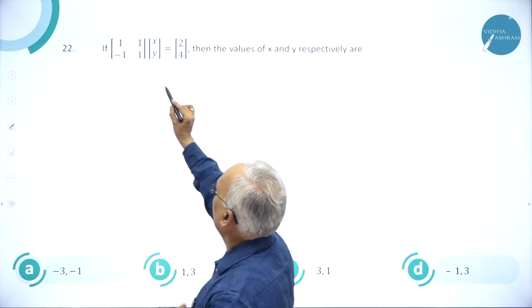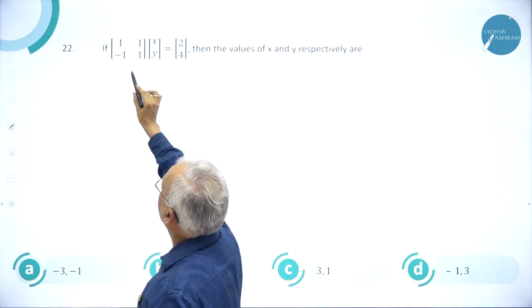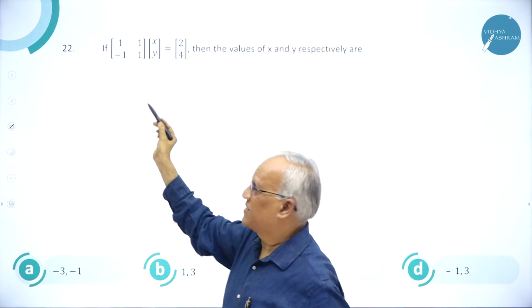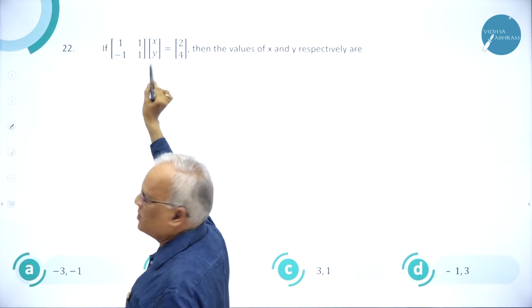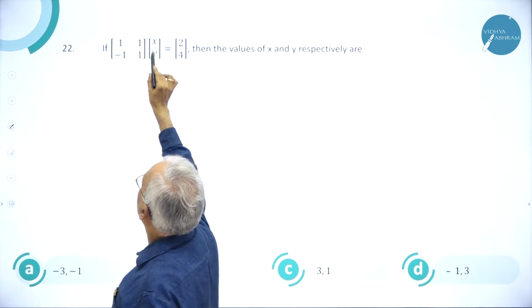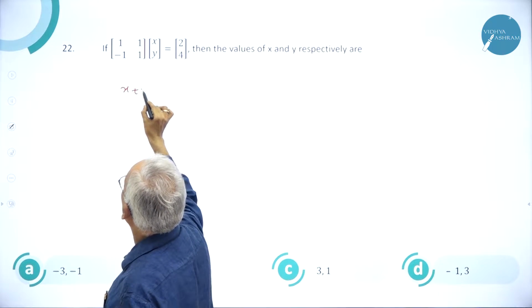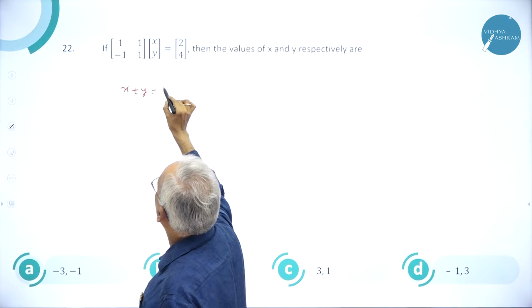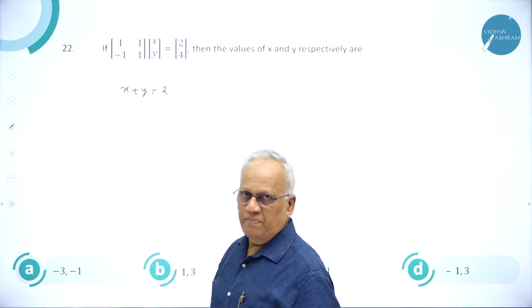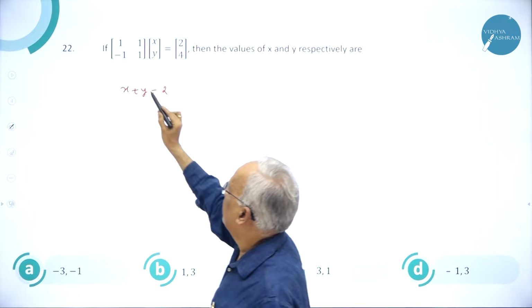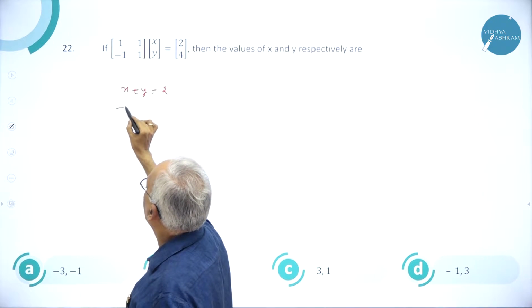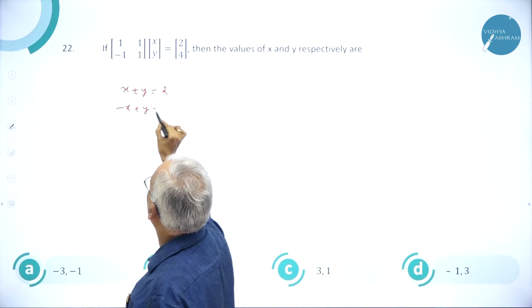Actually, don't think of inverse of a matrix here. It's a very simple one. I use it to convert into usual equations. First row into first column, it is x plus y should be equal to the corresponding element here, which is 2. Multiplication of matrices and equality of matrices, just basic idea. Second row into first column, minus x plus y is equal to 4.